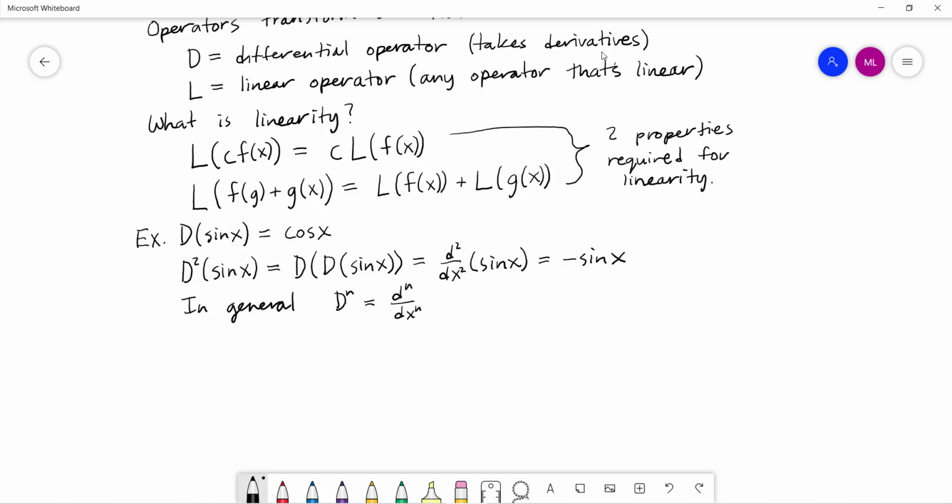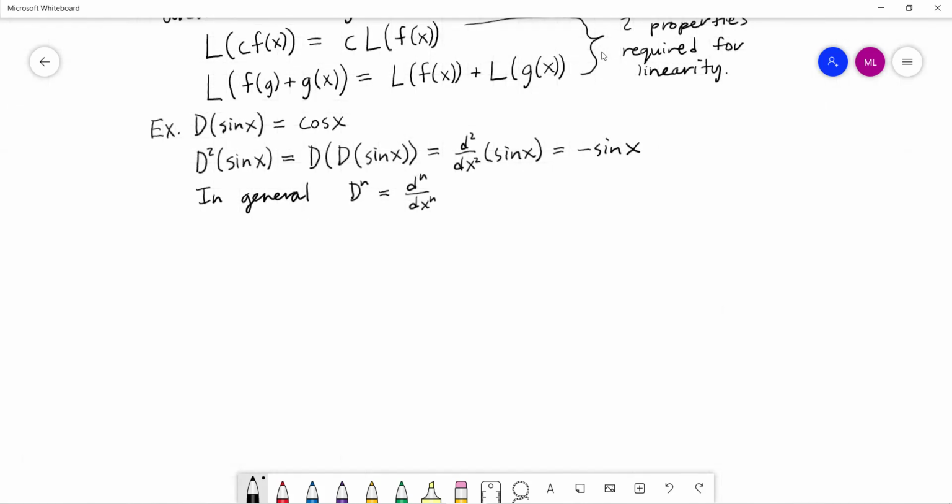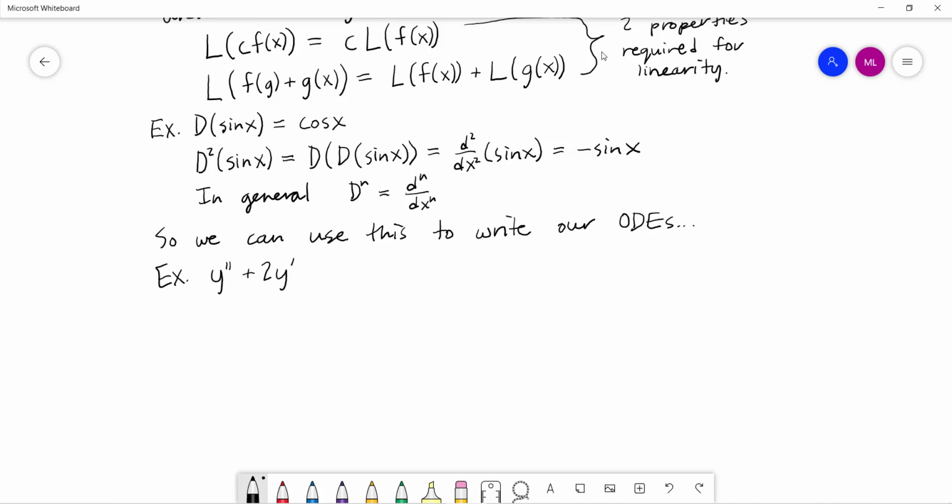So that's the idea. So what if I wanted to write out, so we can use this to write our ODEs a little bit more compactly. So again, let's do another example. y double prime plus 2y prime minus y. How would I write that?